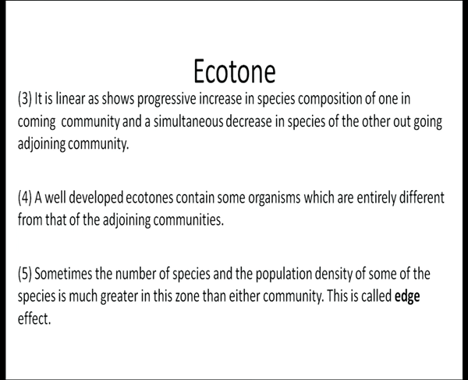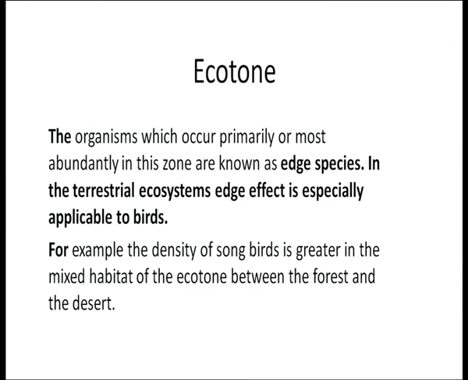A well developed ecotone contains some organisms which are entirely different from both the adjoining communities. Sometimes the number of species or the population density of these species in the ecotone is much more than in the adjoining communities. This is known as the edge effect. The organisms which occur primarily or most abundantly in this zone are called the edge species.